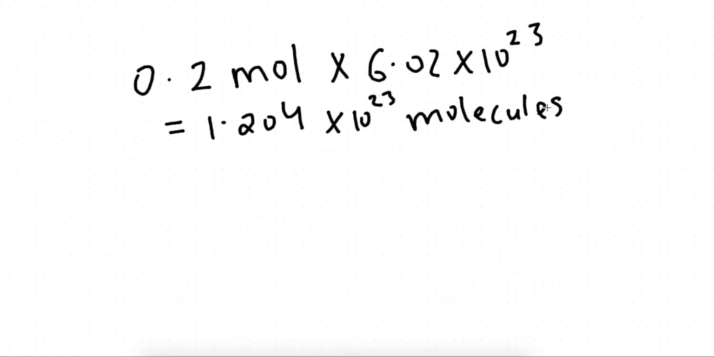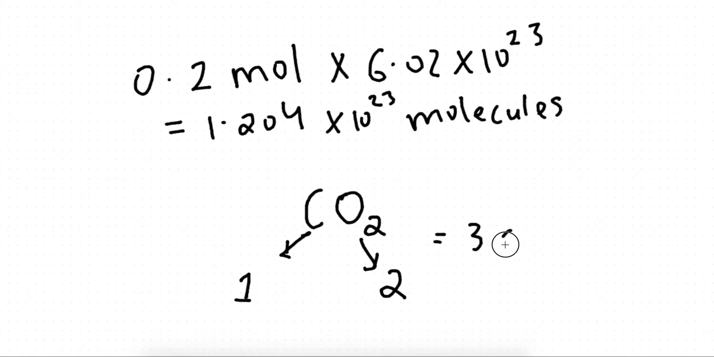So, we're talking about carbon dioxide. Let me just write down the chemical formula of carbon dioxide, CO2. This is one molecule of carbon dioxide. This one molecule of carbon dioxide is made up of one atom of carbon and two atoms of oxygen. Therefore, we have three atoms in one molecule. Okay, I hope that makes sense.